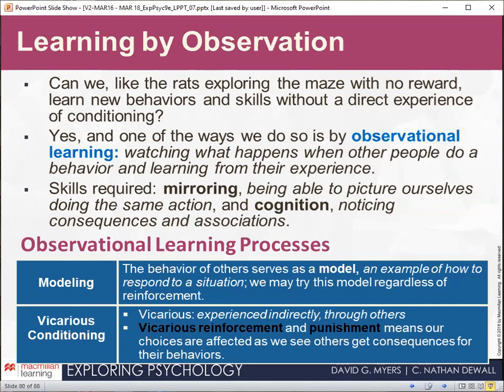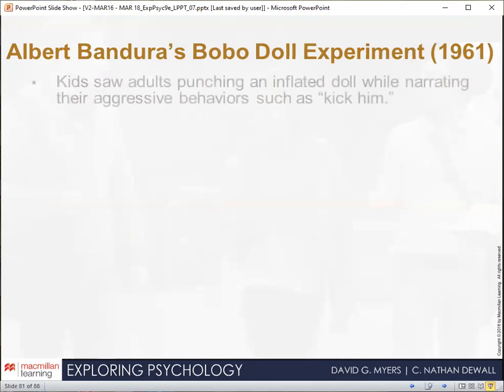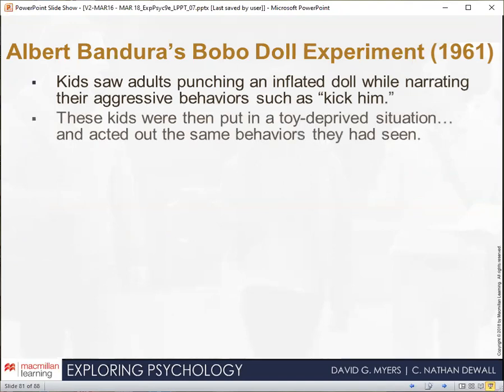Now, this gets us back to a study that we've referred to several times already. This is Albert Bandura's Bobo doll experiment in 1961. I know it seems like a long, long time ago. Kids saw adults punching an inflated doll while narrating their aggressive behaviors, such as "kick him." These kids were then put in a toy-deprived situation and acted out the same behaviors they had seen.